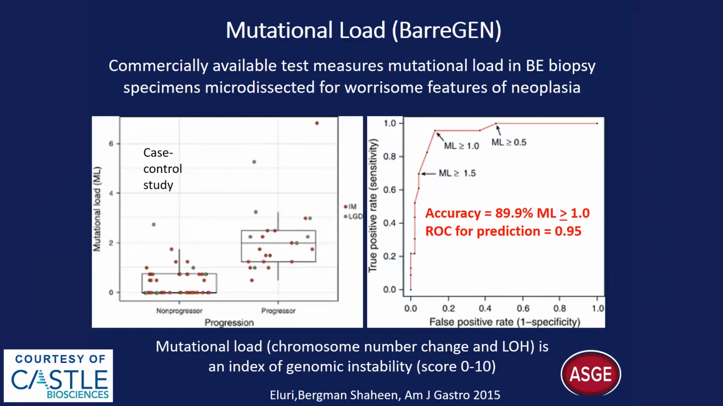Another potential commercially available test that uses mutational load of the Barrett's is important to know. These can be derived from microdissected specimens with worrisome features for neoplasia. In this case control study from UNC, you can see here that the progressors had a much higher mutational load than non-progressors, and the overall accuracy with a mutational load of greater than 1 and a prediction risk of 0.95 was quite interesting.